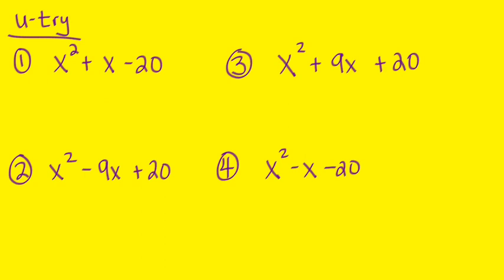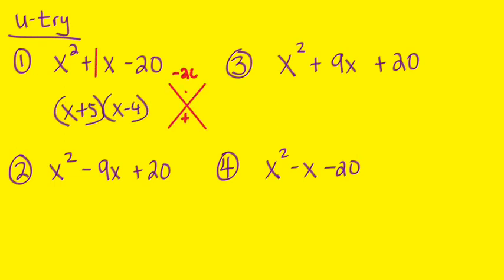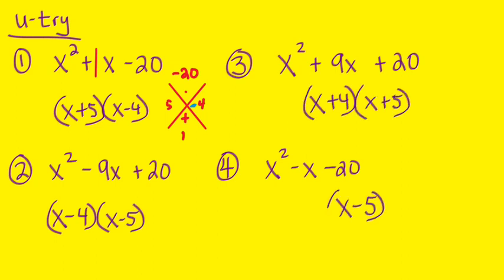So what you're going to see is that every single one of these has the same factors of 4 and 5. But it just depends on if they're positive or negative, right? On number 1, we want it to multiply to be a negative 20, so we know they're going to be opposites. But then I want a positive one in the middle, so 5 is positive and 4 is negative. On number 2, we have a negative 9 in the middle, so both terms are negative because they also have to multiply to be a positive 20.